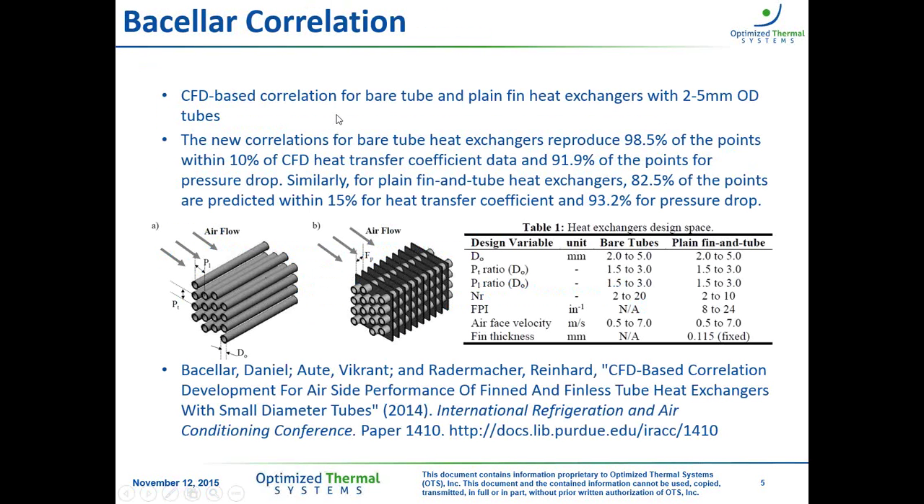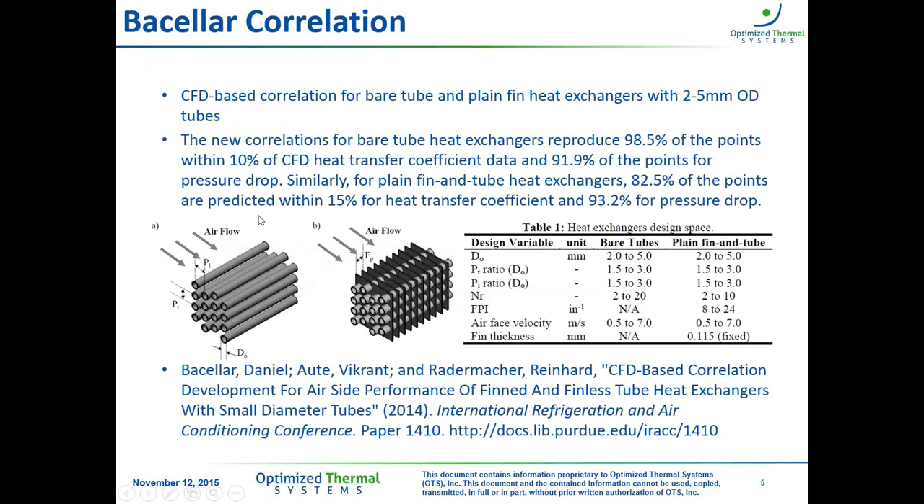So regarding these correlations, these are two new correlations, and I want to give a little bit of background on how they were developed and how this is going to affect use of the tool in the future. For anyone who's unfamiliar with it, I'm going to give a little bit of information. These correlations are done by a PhD student at the University of Maryland, Daniel Bessler, and our other colleagues at the university and OTS.